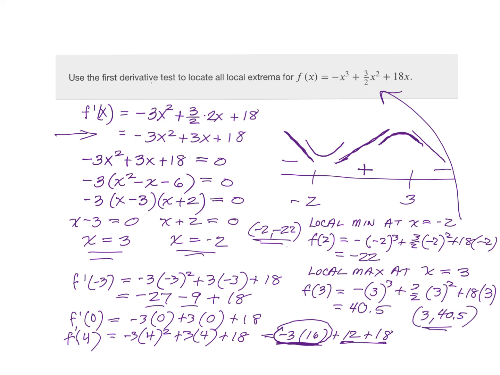Now, one of the questions I used to ask myself is, how do we know that there are no other points where it changes from increasing to decreasing or decreasing to increasing? And we are guaranteed that there are no other points because we found the only places where the derivative was equal to 0 by setting the equation equal to 0. And we found out that that happened at x equals 3 and x equals negative 2.